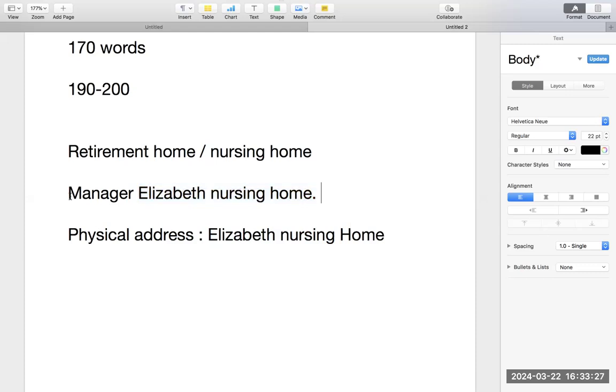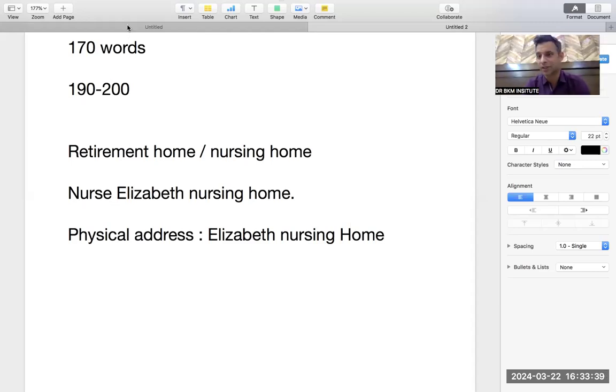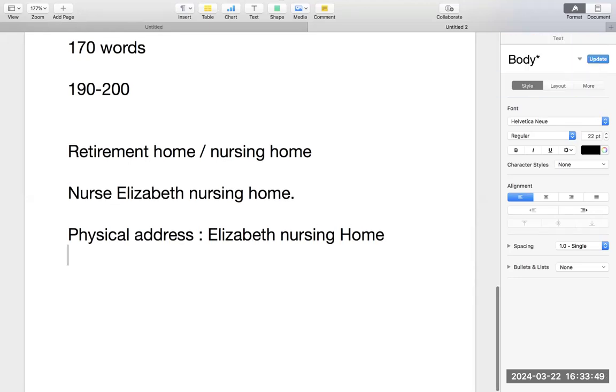That means this manager, or this nurse if you have to write it to a nurse, knows about the social history and medical history. So you don't have to write the social history or medical history of the patient. Very important point. Very, very important. So how would you write this? Let me tell you again. How would you write this?